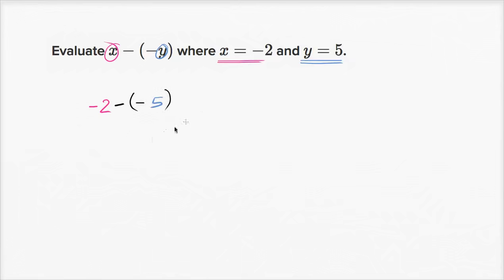Now what is this going to evaluate to? Well, this is the same thing as negative 2. Now subtracting a negative 5, so all of this business here, subtracting a negative 5, that's the same thing as adding a 5. So it's going to be negative 2 plus 5, which is equal to 3. This is going to be equal to 3.